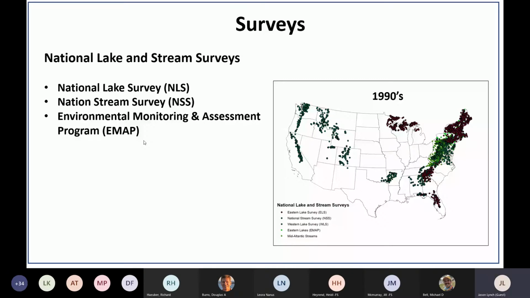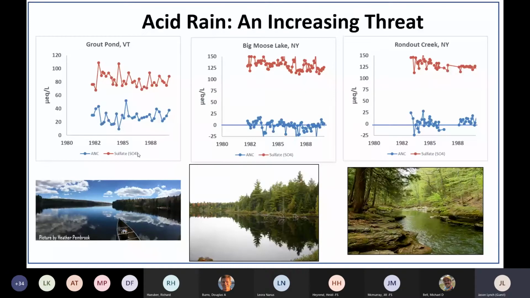While these were being surveyed, other researchers began to monitor lakes and streams in areas that were known to be acid sensitive. And here are three examples. This is Grout Pond and Big Moose Lake and Rondout Creek. Grout Pond is located in Vermont in New England, Big Moose Lake is located in the Adirondacks, and the stream is located in the Catskills Mountains.